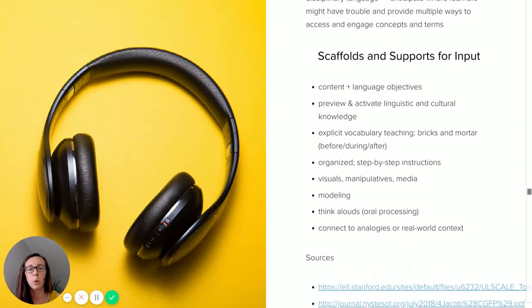Some other ways that we can support input. So many of us post content objectives in our classes. Another idea is to think about the language objectives that we want students to engage in as they're learning the content, and post those as well.